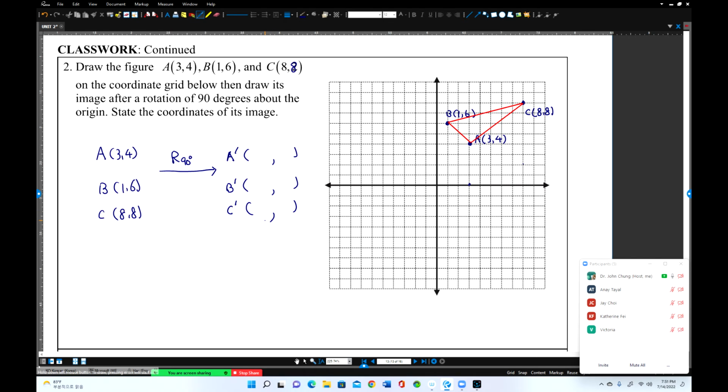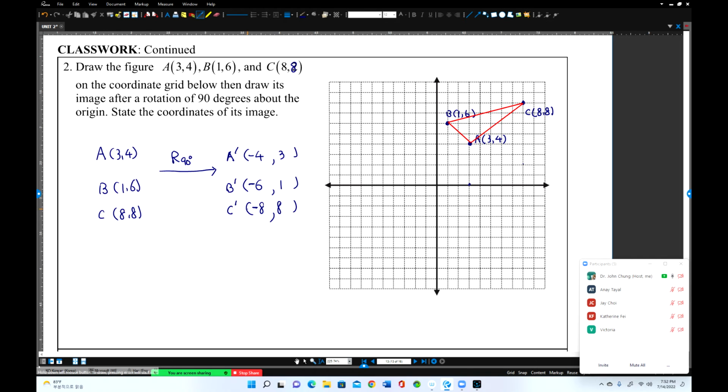The rule: switch, first number is negative. Switch 4 and 3, first number is negative. Switch 1 and 6, now you got 6 and 1. Switch and first number is negative. 8 and 8, first number is negative. Using these vertices, we can make the image, right?